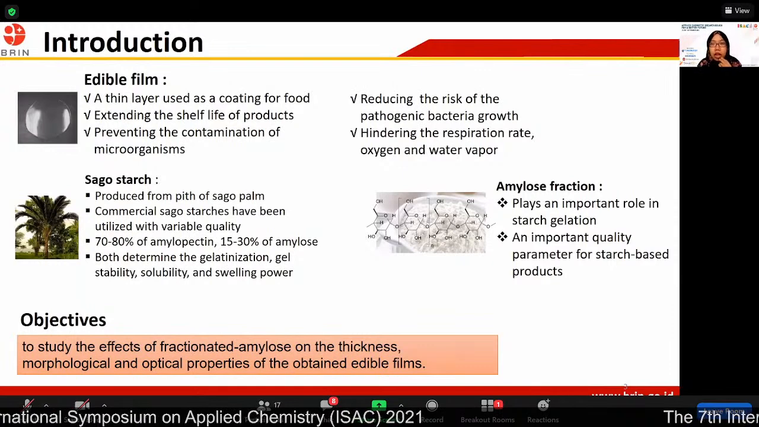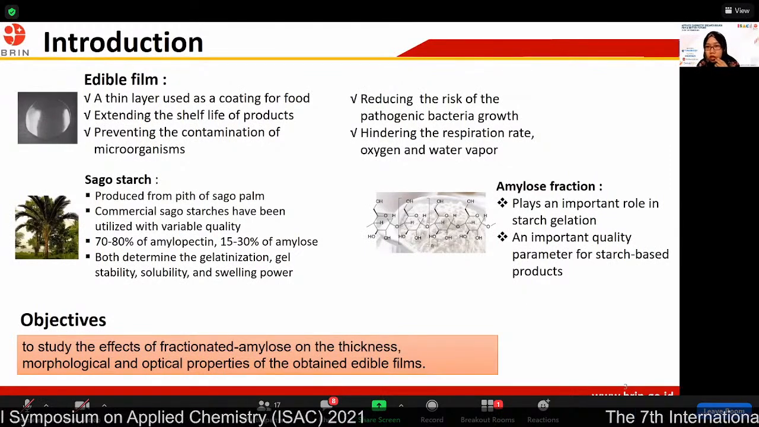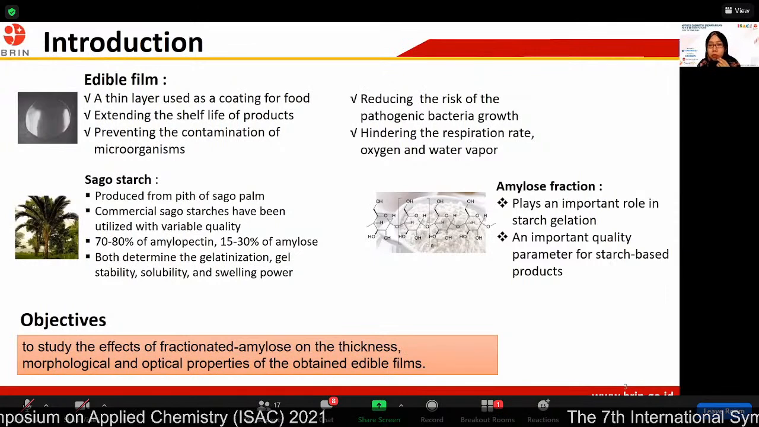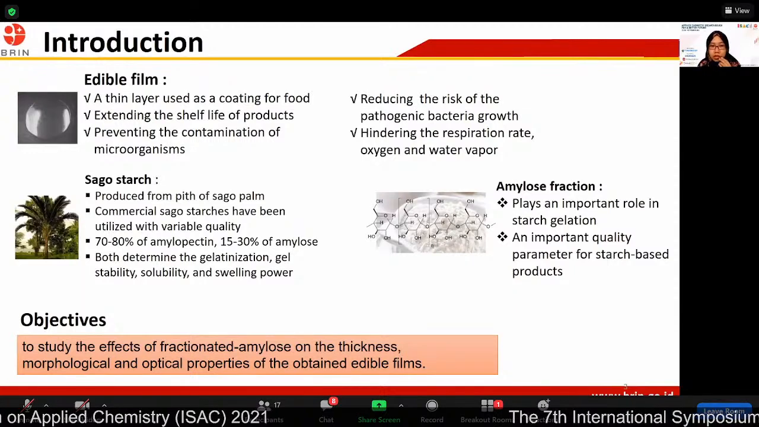sago starch. We will focus on the amylose fraction, which plays important roles in starch gelation, and it is also an important quality parameter for starch-based products. Therefore, our objective is to study the effects of fractionated amylose on the thickness, morphological, and optical properties of the obtained edible films.